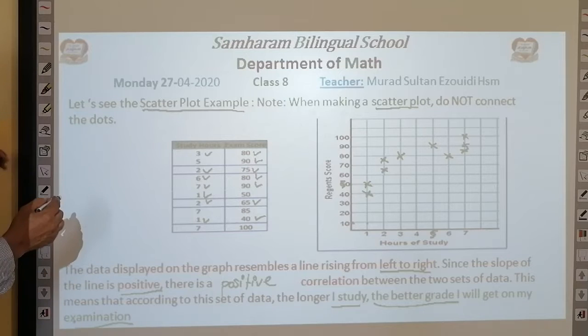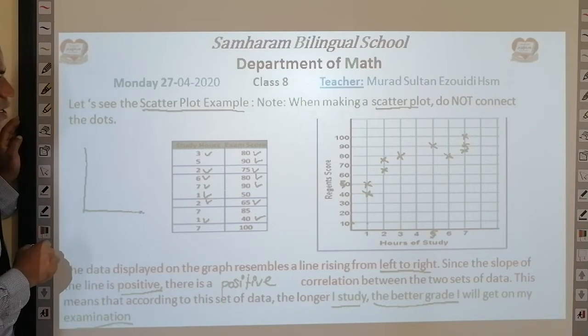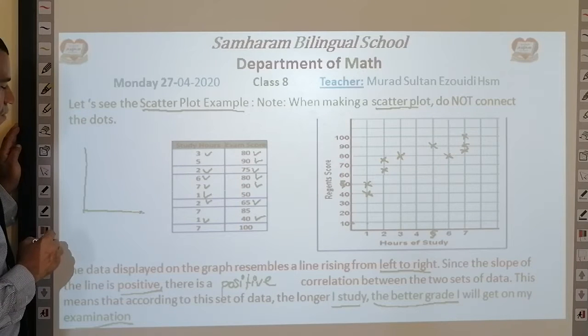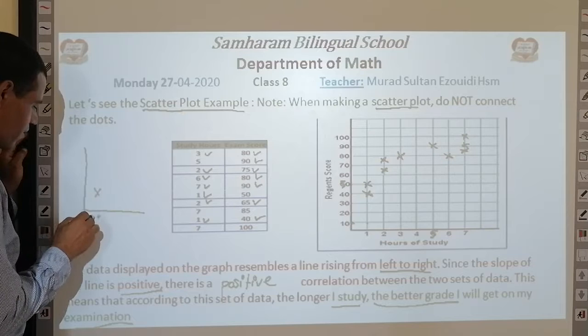For example, my kids, I will give this one. A scatter graph. I will make it like that.